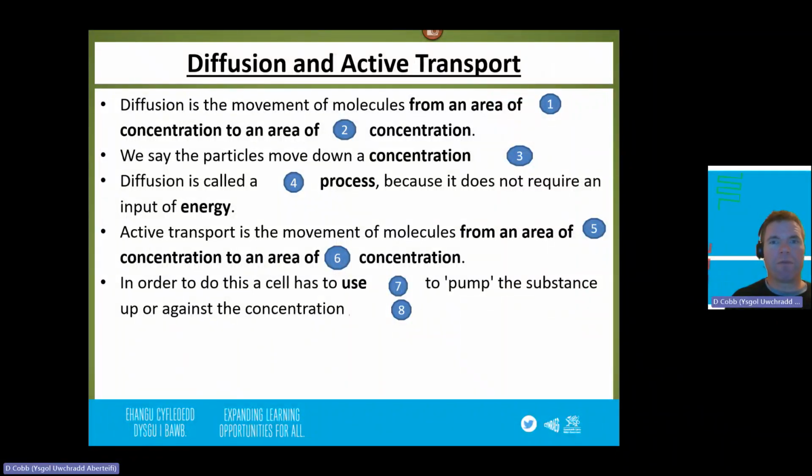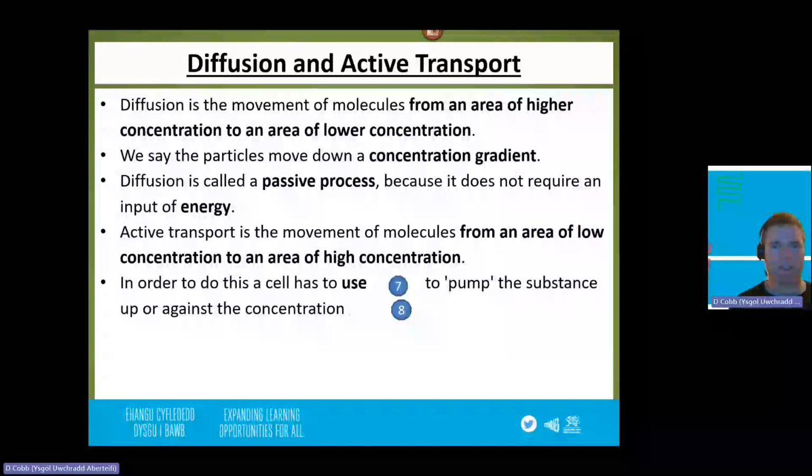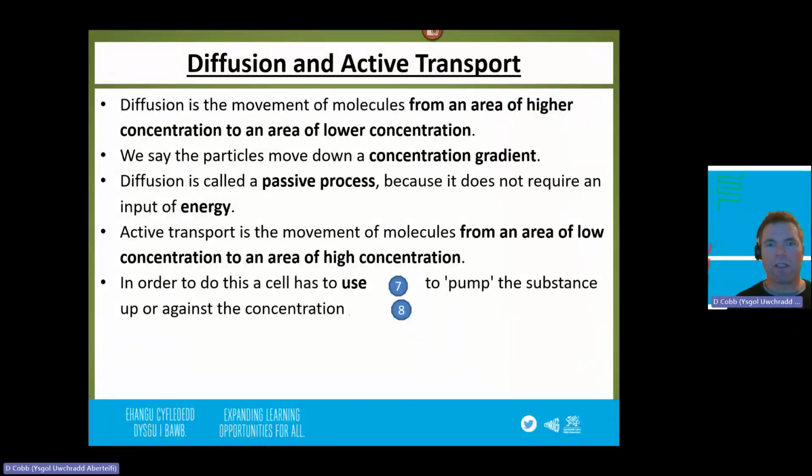So it says diffusion is the movement of molecules from an area of higher concentration to lower concentration. This is what we've seen before. They move down a concentration gradient. Yep, great. Diffusion is called a passive process because it does not require an input of energy. Active transport now is the movement of molecules from an area of low concentration to high concentration. It's the opposite. And in order to do this, the cell has to use energy, that is what active means, to pump the substance up or against the concentration gradient.